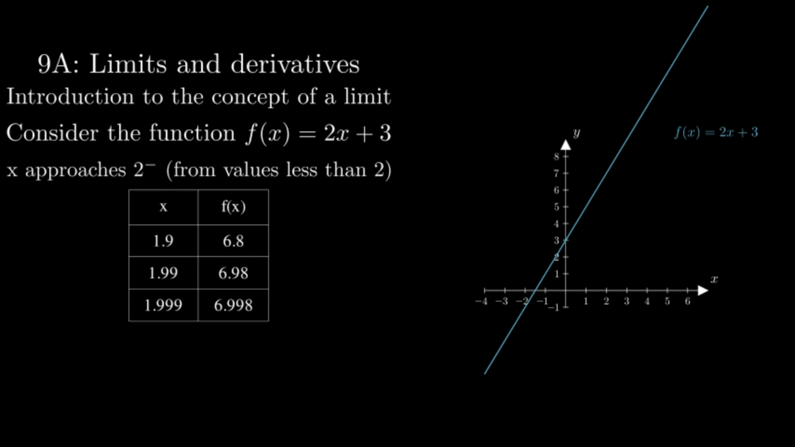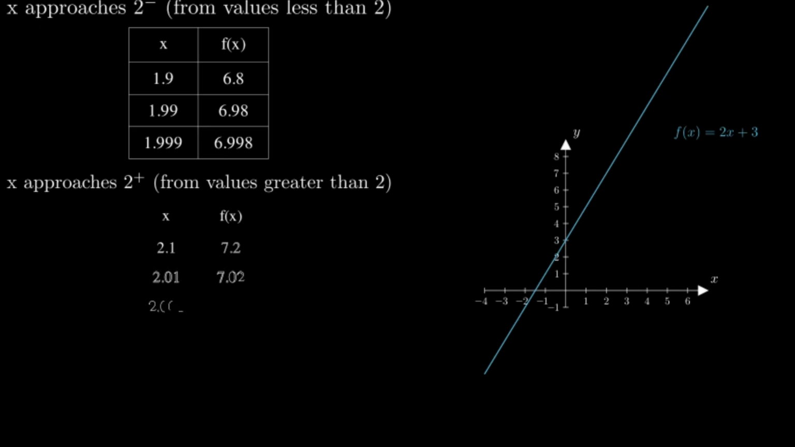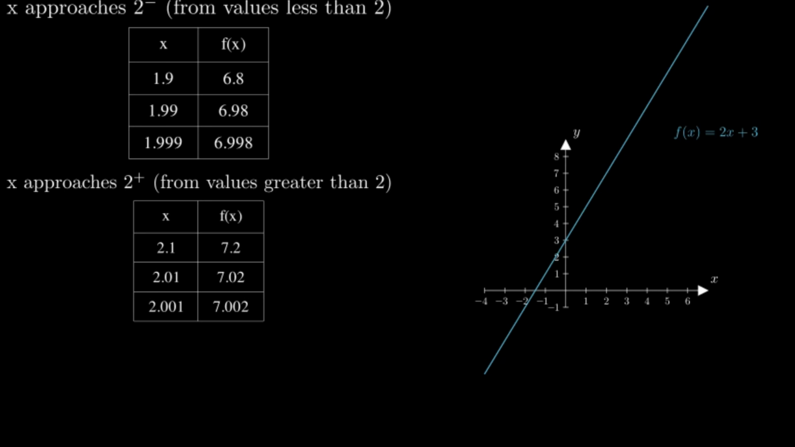First, let's approach 2 from the left side, using values that are slightly less than 2. If x is 1.9, f of x is 6.8. If x is 1.99, f of x is 6.98. If x is 1.999, f of x is 6.998. It seems pretty clear that as x gets closer to 2 from the left, f of x gets closer to 7. Now let's do the same from the right side, using values slightly greater than 2.